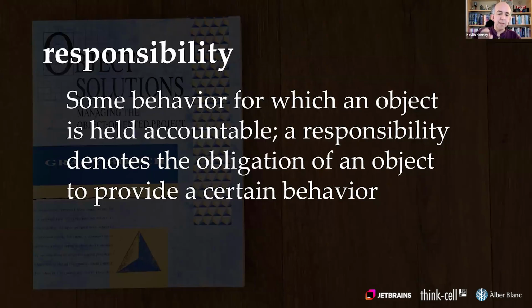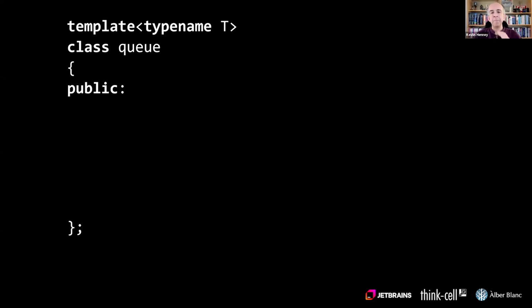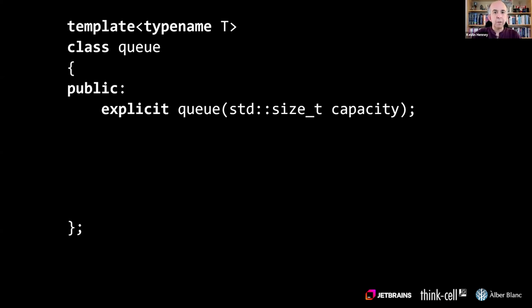A responsibility denotes the obligation of an object to provide a certain behavior. Let's go back to the queue. Okay, so we've got the queue. It's bounded. In practical environments, you don't really want unbounded queues. You want a bounded queue. So I think this is a behavior.